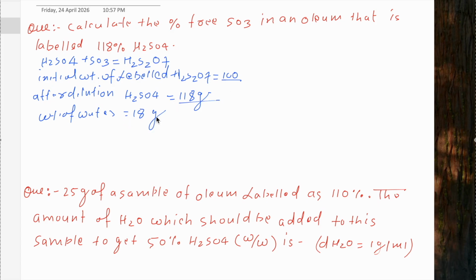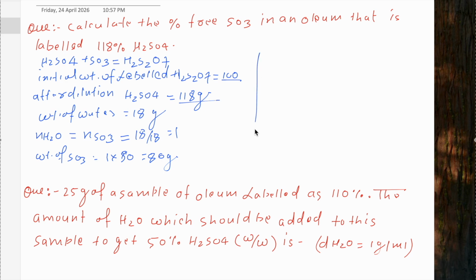Now you can say that mole of H2O must be equal to mole of SO3. Earlier we have discussed about this. It means it will be equal to 18 by 18, which is equal to 1. So weight of SO3 is equal to what? 1 into 80, because molecular mass is 80, so it is 80 gram.